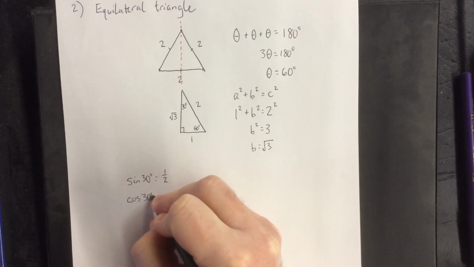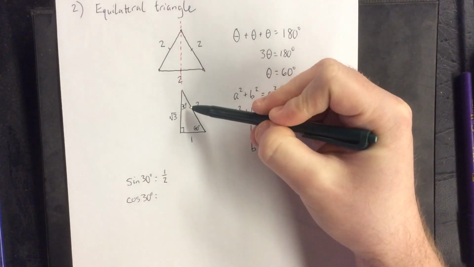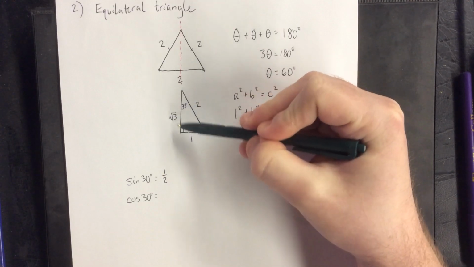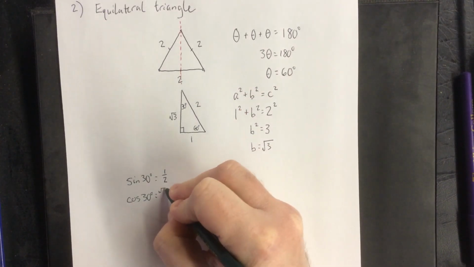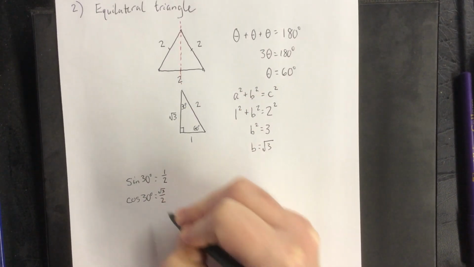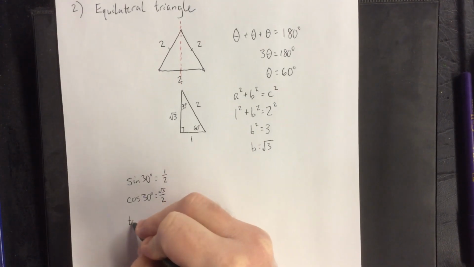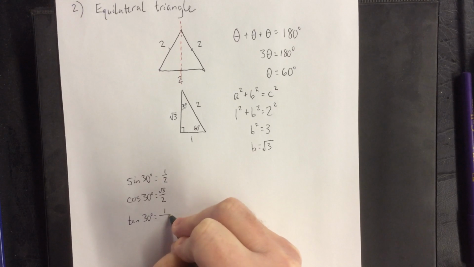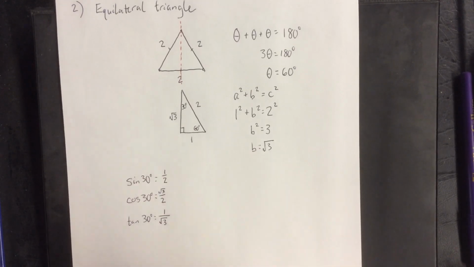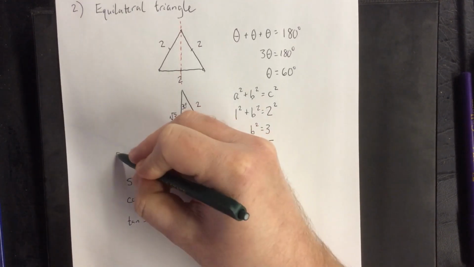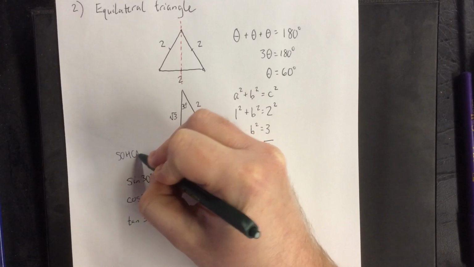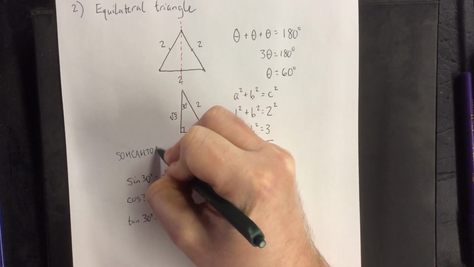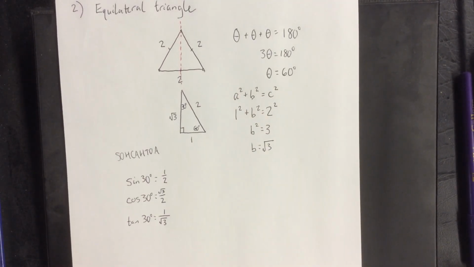The cosine of 30 degrees, from the perspective of the 30-degree angle, the adjacent side would be the square root of 3 and the hypotenuse would be 2. And from the perspective of the 30-degree angle, the opposite side is 1 and the adjacent side is the square root of 3. That again is from our 9-letter acronym that we use to try to remember which ratio is which, SOHCAHTOA. Now if you want to rationalize the denominator on that, that's totally fine.